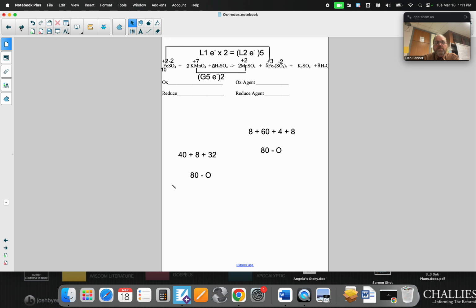Which one am I losing? I'm losing iron. I'm gaining manganese, oxidizing agent manganese, reducing agent iron. All right, there we go. Hopefully that wasn't too bad.